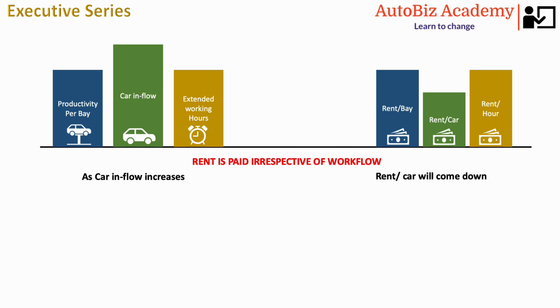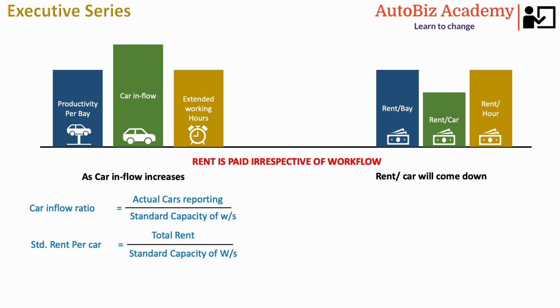Now how are we going to formulate it? The car inflow ratio you need to find out, that is, actual cars reporting against the standard capacity of the workshop. If your workshop has a capacity of 1500 cars and you are receiving only 1100 cars, your car inflow ratio will come down.